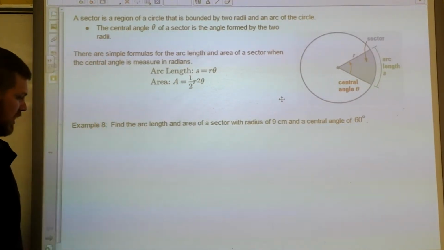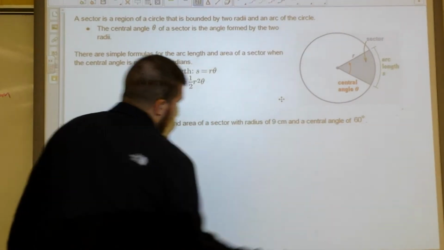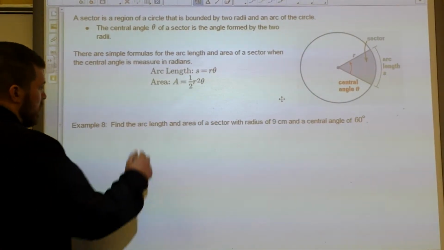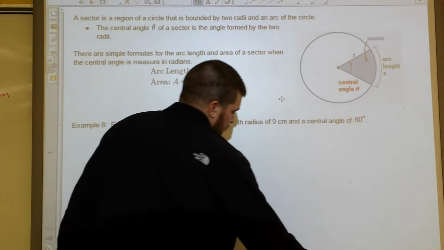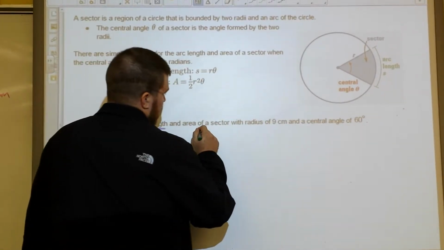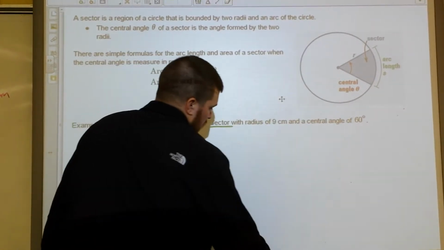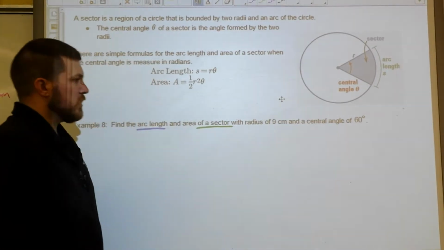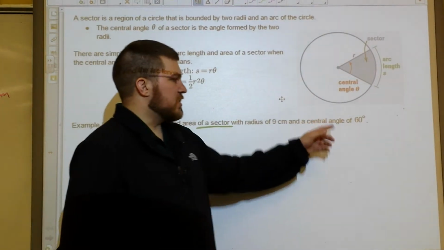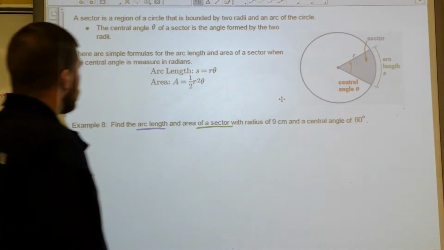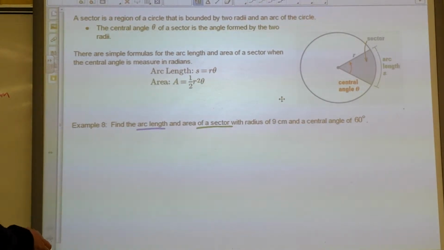Alright, so let's do an example real quick. We're doing example 8. We want to first find the arc length. I'm going to do that in blue. And then the area of the sector, I'm going to do that in green. Now we're told some information about this problem. We're told that the radius is 9 and a central angle of 60 degrees. Now, what I want to do is to first convert my 60 degrees into radians.